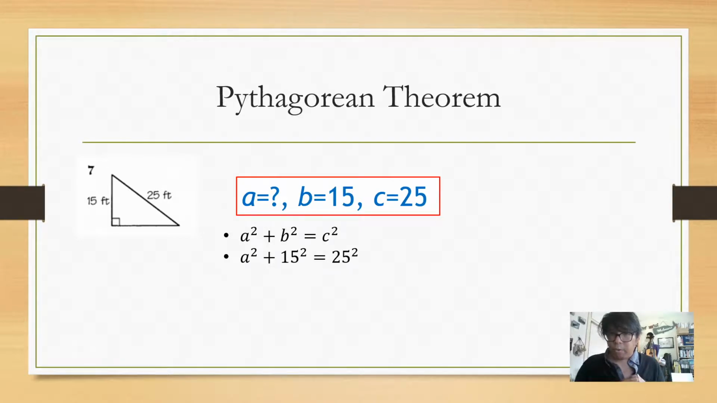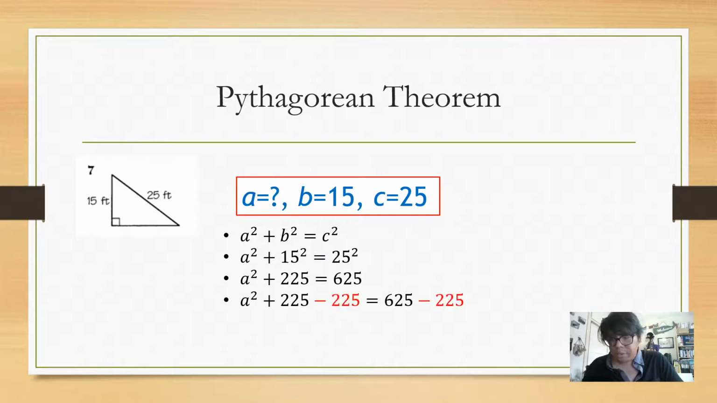Now you're going to perform all of your arithmetic. 15 squared is 225 and 25 squared is 625. Do a little bit of algebra. You need to subtract 225 from both sides because you want to make A squared equal to a number. So we need to get rid of that 225. So here's the way I'm going to do it. Subtract 225 from both sides with the equal sign. Again, this is what you're writing. And then that gives me A squared is 400.